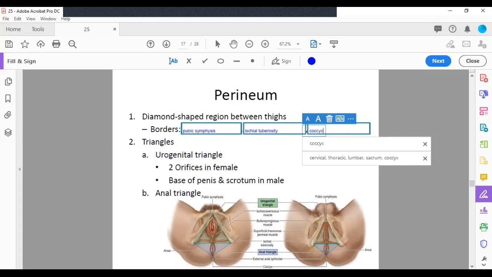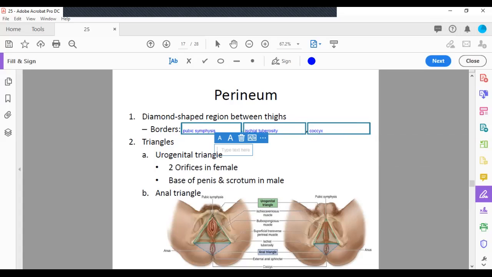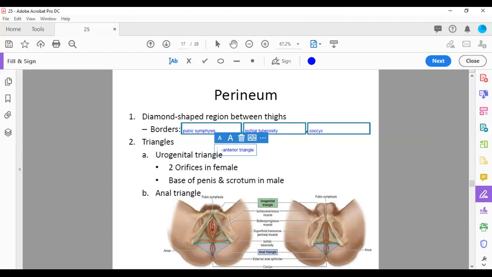All right. Now the perineum can be subdivided into two triangles, one in the front and one in the back. The front one is anterior, and it's known as the urogenital triangle. The reason it's called the urogenital triangle is because it's involved with the urinary system and the external genitalia.